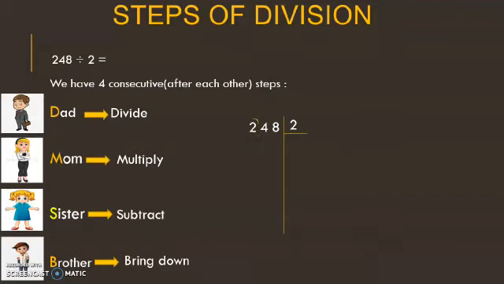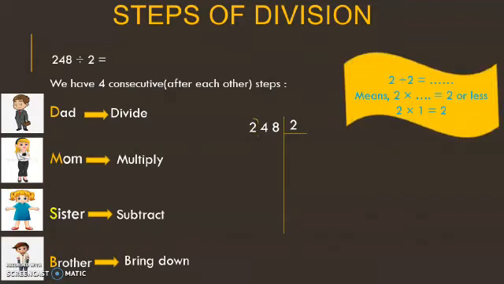I take the 2. I start with the dad, which is divide. 2 divided by 2 means 2 times what gives me 2 or less? 2 times 1, it's equal to 2. I write 1, then mom, multiply. I write small times here and I multiply. 1 times 2, it's equal to 2. Then sister, subtract. 2 minus 2, it's equal to 0. Then brother, bring down the 4.